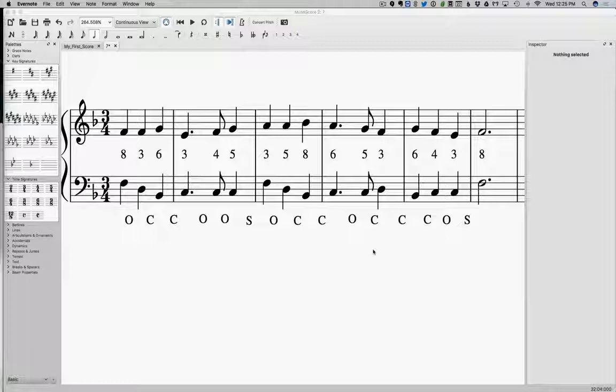So let's do one more worksheet, and then we're going to head into the full SATB composition. So writing for 4 voices. Off we go.